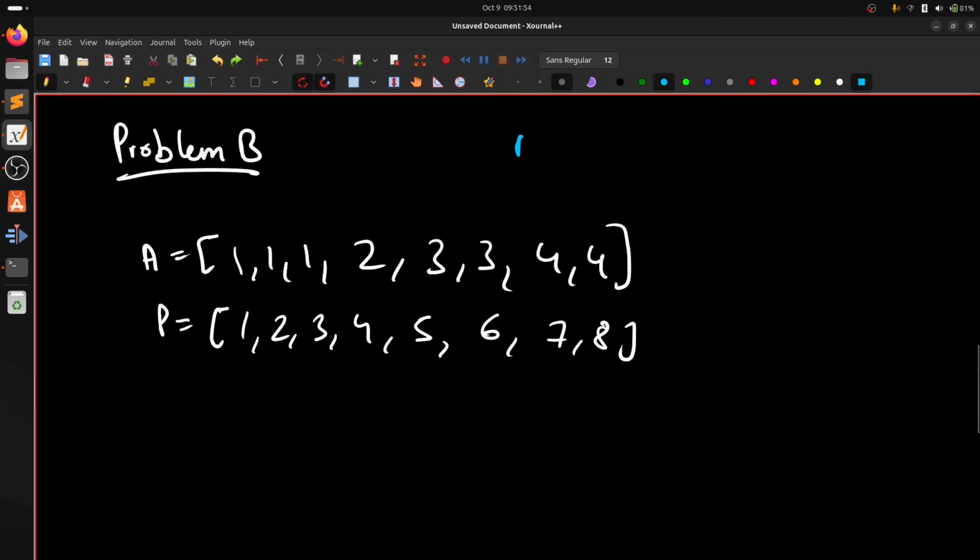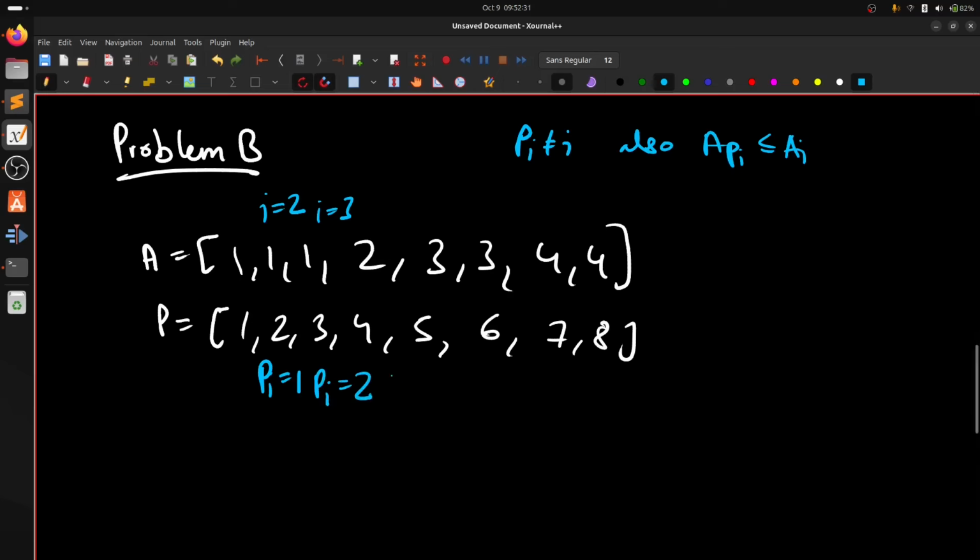One thing we can do is this: we want P of I not equal to I, and we also want A of P of I less than or equal to A of I. So what we can do is always put the value just lesser in our permutation, so that A of P of I will be less than or equal to A of I, and we get our condition. What I mean by this is, for I equals 2, we'll put P of I equals 1. For I equals 3, we'll put P of I equals 2, and so on.